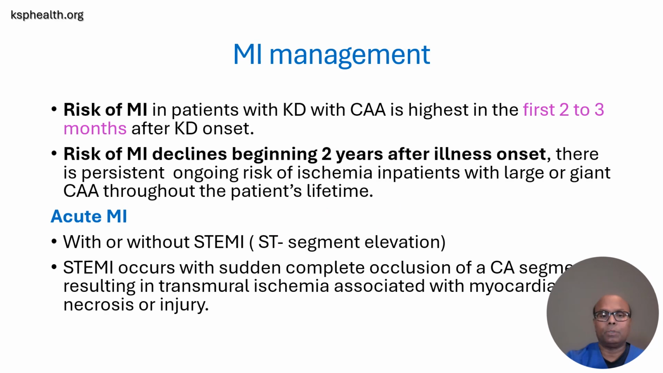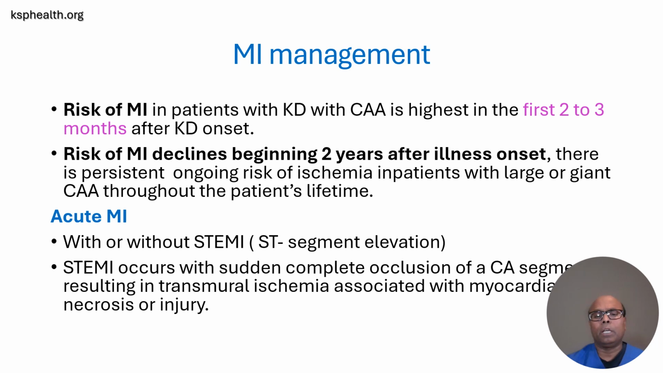Acute myocardial infarction. The risk of myocardial infarction in patients with Kawasaki disease with coronary artery aneurysm is highest in the first 2 to 3 months after the onset. The risk of myocardial infarction declines beginning 2 years after the illness onset. There is a persistent ongoing risk of ischemia in patients with large or giant aneurysm throughout the patient's lifetime.